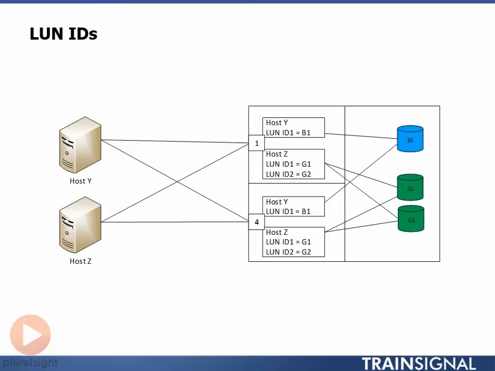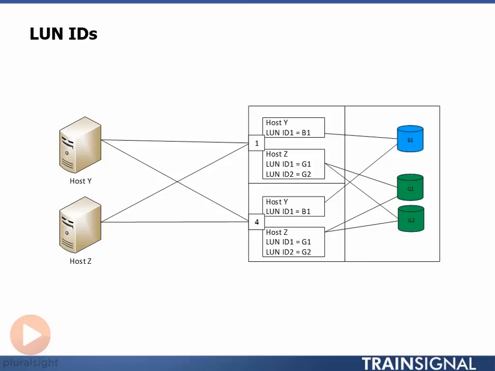But importantly, as far as host Y is concerned, LUN ID 1 on both ports relates to the volume B1, Bravo 1. But according to host Z, LUN ID 1 on the same 2 ports relates to volume G1, Green 1. So both hosts have independent and unique views of LUNs and LUN IDs on the same shared ports.